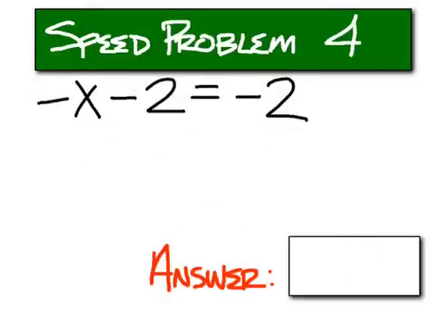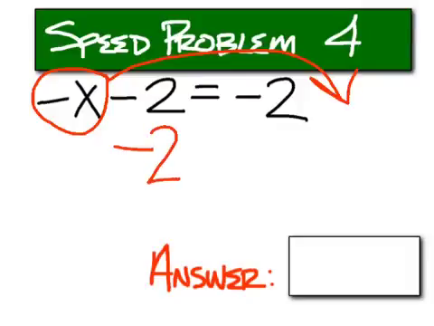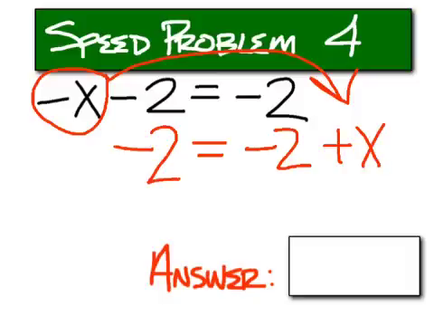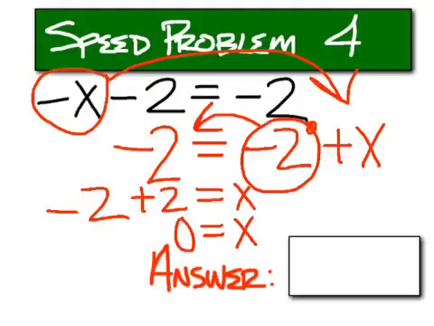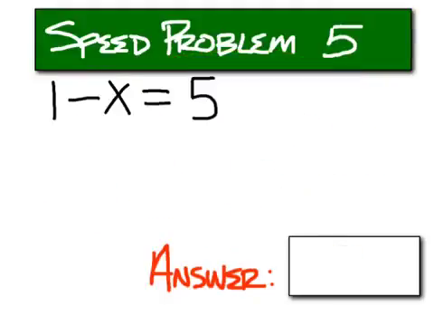Number 3. Alright, number 4. Okay, for this one, the first thing we want to do is take your negative x and make it positive. So we have negative 2 on this side. Negative 2 plus x. Now we want to get our x by itself. So we want to take our negative 2, put it on the other side. When we take this negative 2 right here and put it on the other side, it becomes positive 2. So negative 2 plus 2 is equal to x, and a negative 2 plus a positive 2 will give you 0. So the answer for that one should be 0.